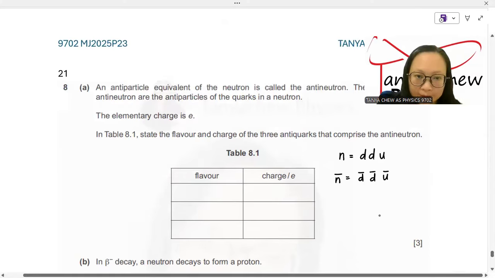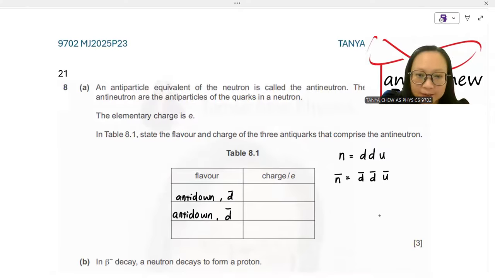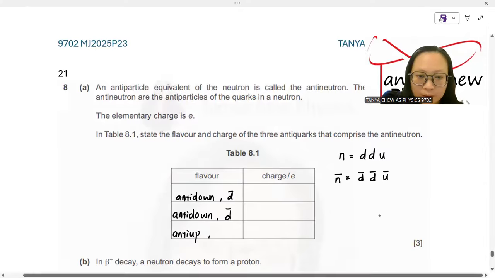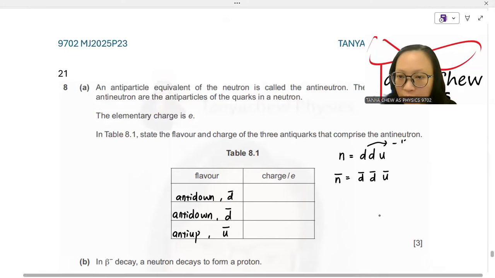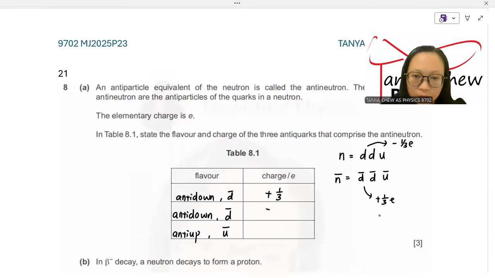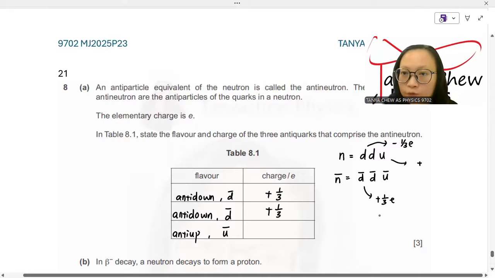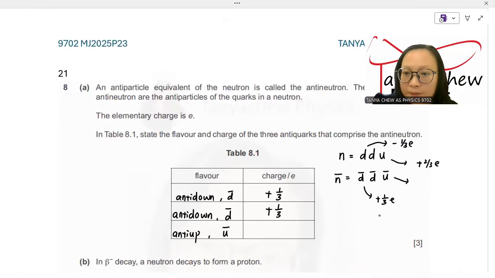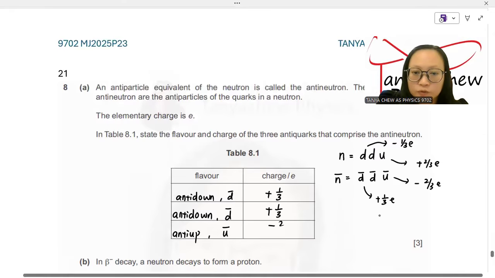So I'm going to write anti-down first, and then anti-down, the other one, which is down with a bar, and anti-up, a bar over the u. Down quark is negative 1 over 3e, so anti-down, the opposite, has to be plus 1 over 3e. So this is plus 1 over 3e, this is plus 1 over 3e. Up quark is positive 2 over 3e. Therefore, anti-up is negative 2 over 3e. Done.